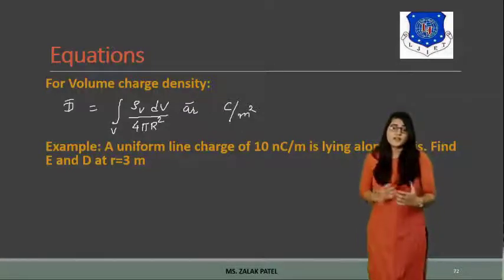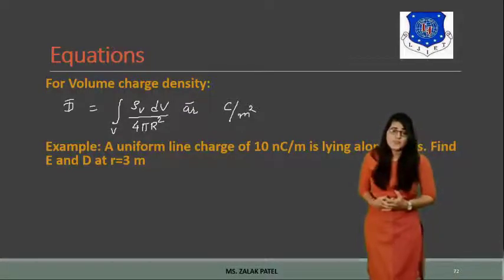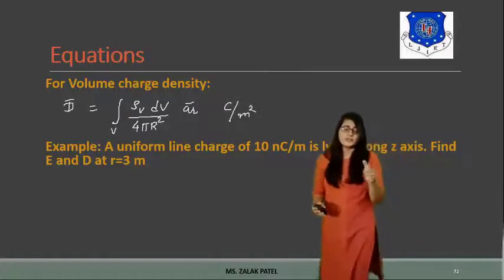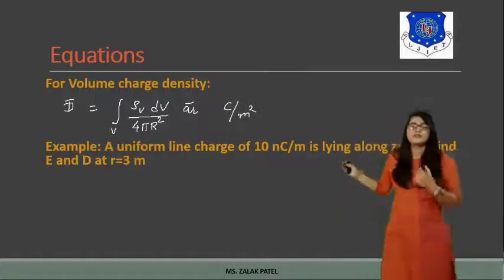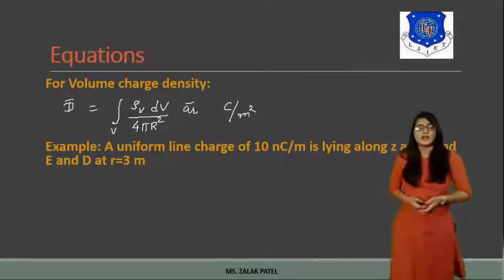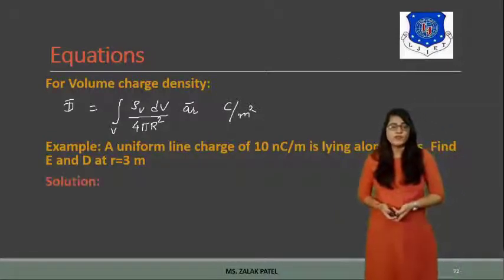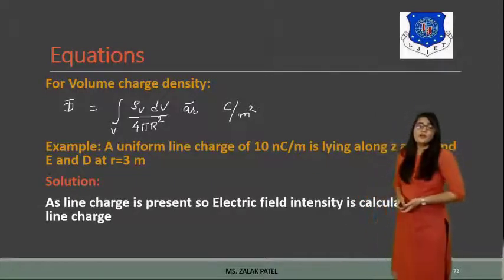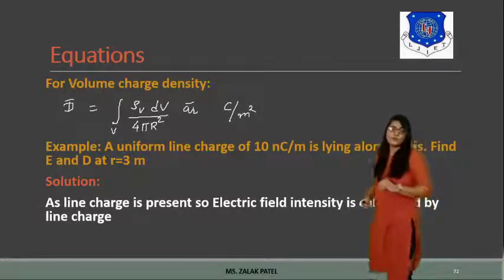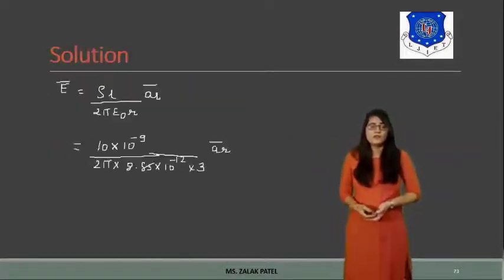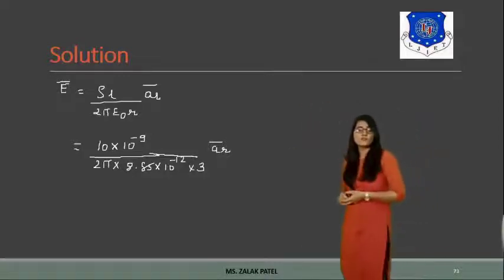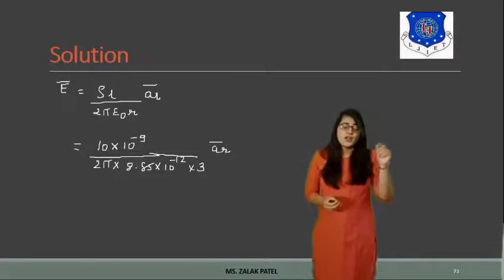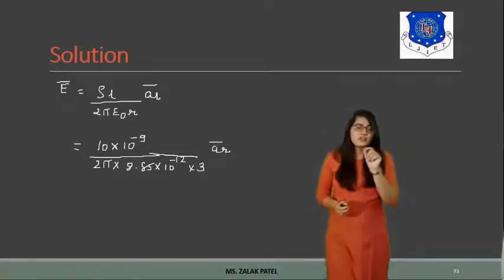What is the equation regarding rho L? That is rho L upon 2 pi epsilon 0 r A r bar, that is the equation of E. But here one point is given, that it is lying along z equal to 3. Here line charge is present, so we have to use the equation of uniform line charge density. Again, as I said, you have to use the equation E equal to rho L upon 2 pi epsilon 0 r A r bar. We have to find field intensity at r equal to 3.